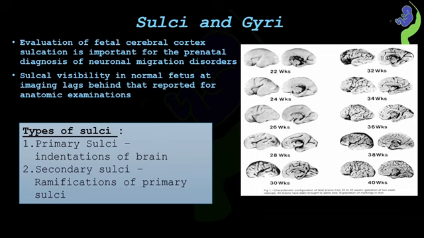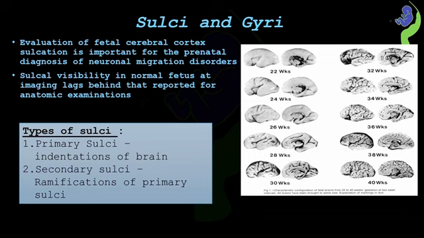There are two types of sulci, primary and secondary. Primary sulci are major indentations that first appear in the brain. They serve as the foundational landmarks and indicate early stages of cortical organization. The secondary sulci develop later and are essentially the branches or ramifications that emerge from the primary sulci.